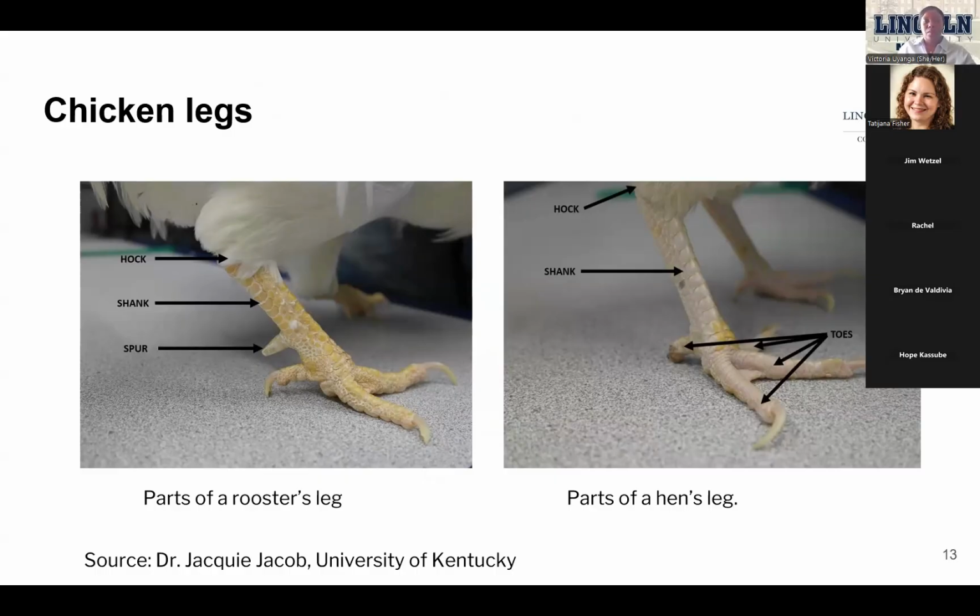Another key feature of the legs are the scales. The scales are located on the legs and on the feet, and oftentimes they may be yellow in color. For some commercial chicken strains, they have yellow legs, but with our heritage breeds, these colors may differ across the different colors that we come into.